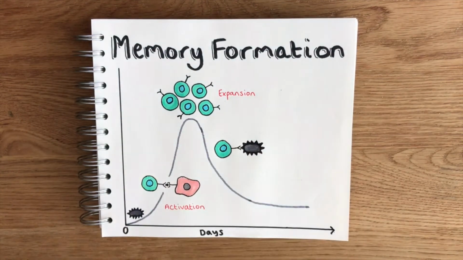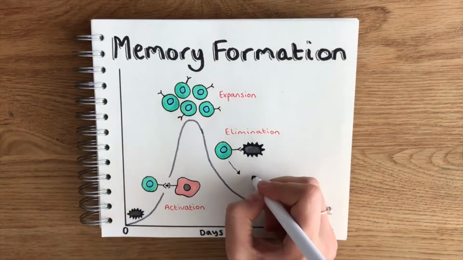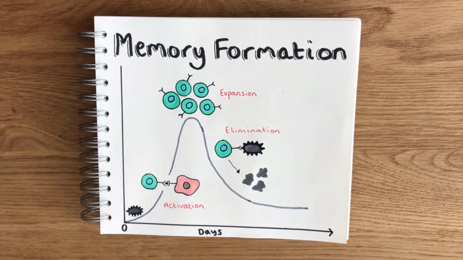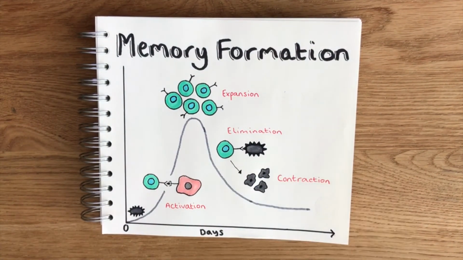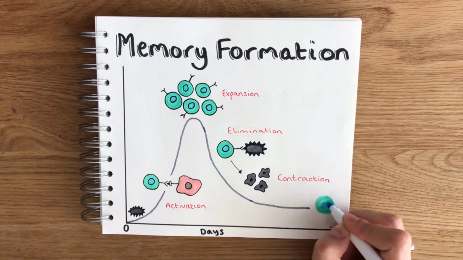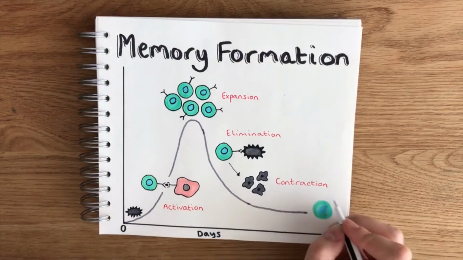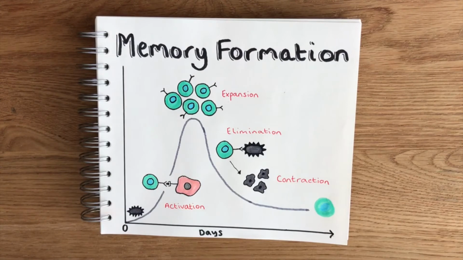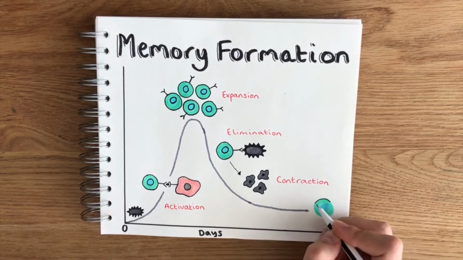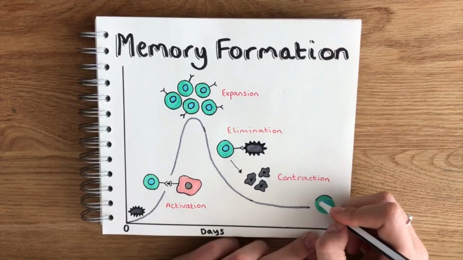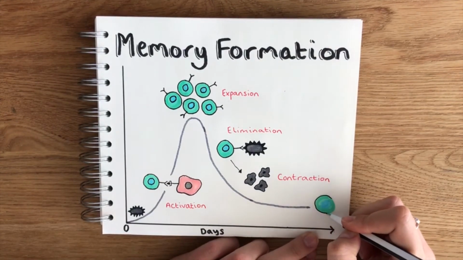Once the infection is dealt with, most of these clones will then undergo a process known as apoptosis. And essentially this just means programmed cell suicide. So most of these cells are just going to die off. This phase is known as contraction, as the clonal population is contracting back. Because obviously you don't want this huge amount of T cells patrolling our body all of the time if we're not being infected with this pathogen.